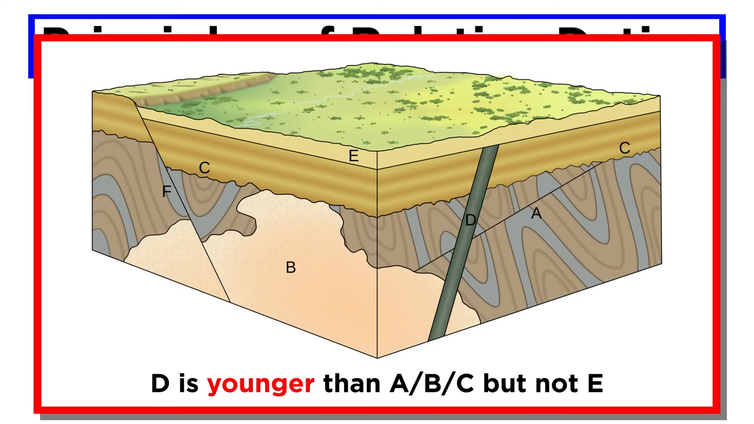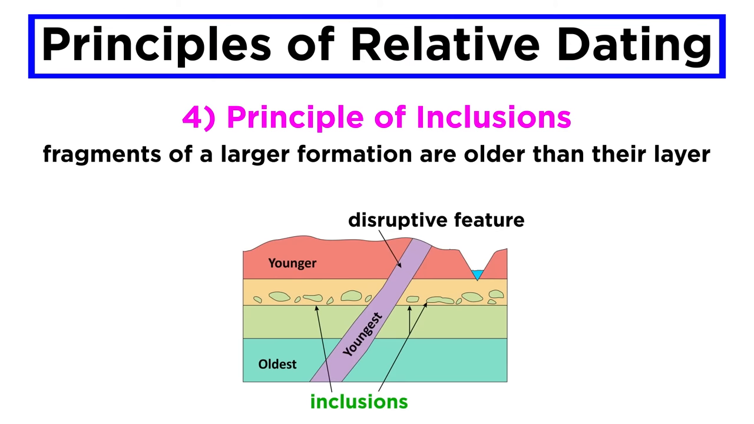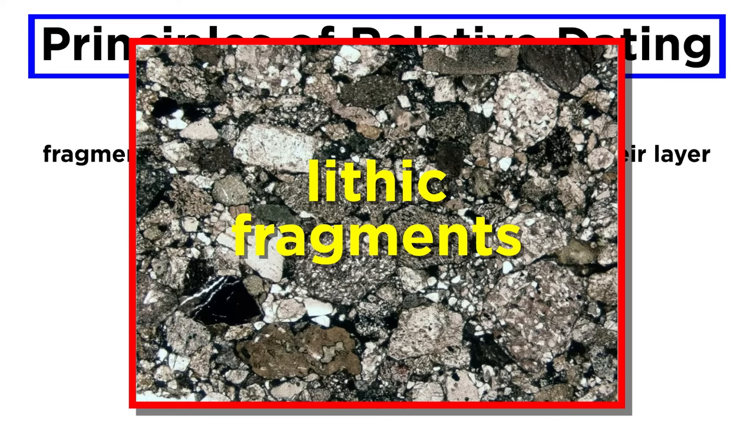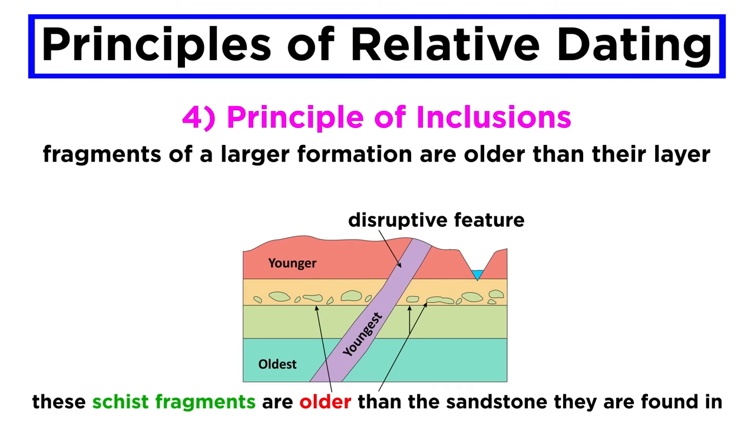The principle of inclusions states that any rock fragments that are part of a larger formation must be older than the formation they are a part of. For example, lithic fragments, which are pieces of a pre-existing rock, are common types of grains in sedimentary rocks. So if you find a clast of schist in a sandstone, the schist must be older than the sandstone it is a part of.